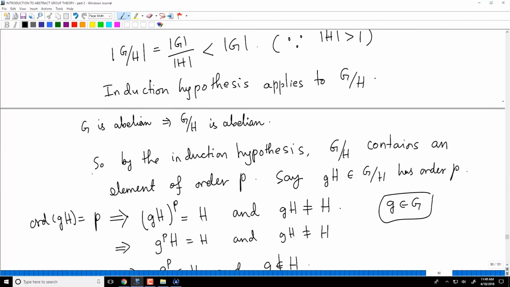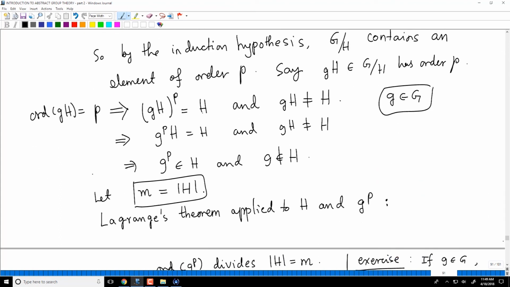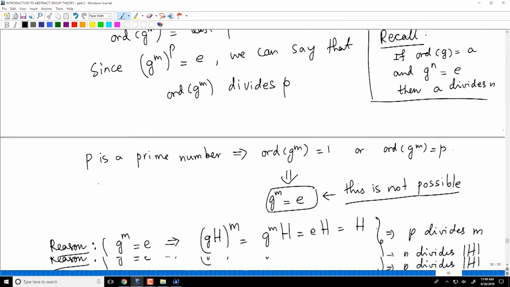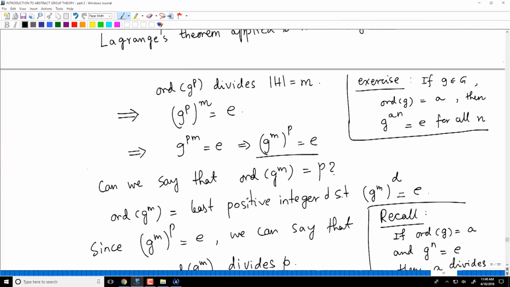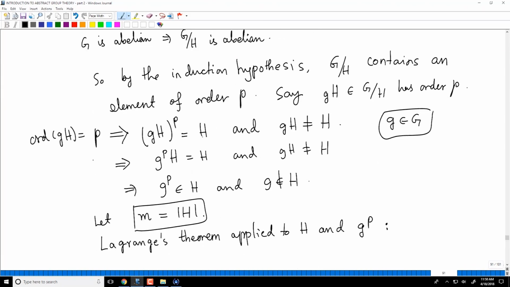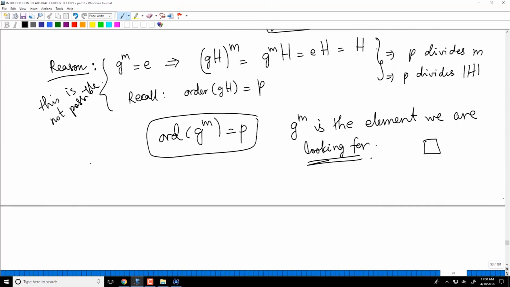Otherwise, G mod H contains an order P element, let's call that GH. Then we played with that element and concluded that an element that is related to it is the element that we are looking for. The last part of the proof is somewhat tricky perhaps, so you have to carefully read the proof and listen to my proof once more if needed to make sure that you understand. Okay, so this completes the proof of Cauchy's theorem.